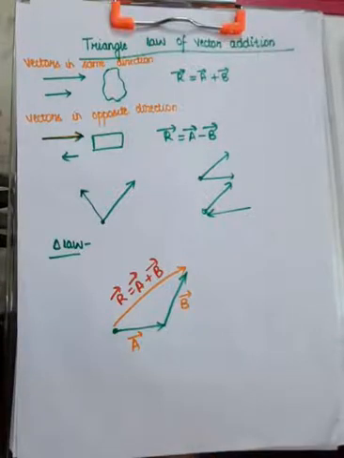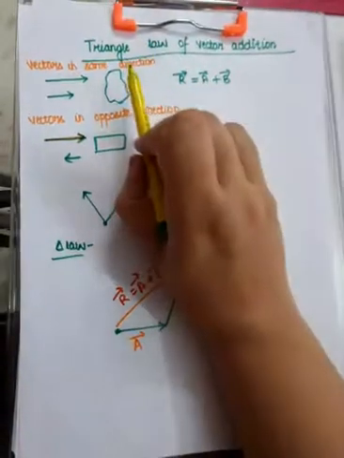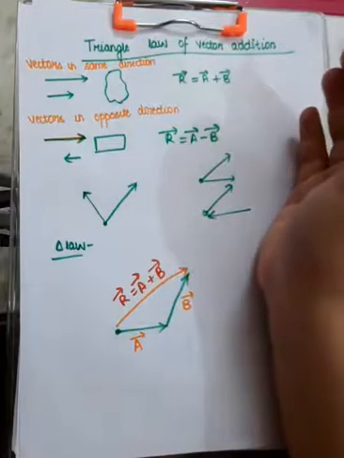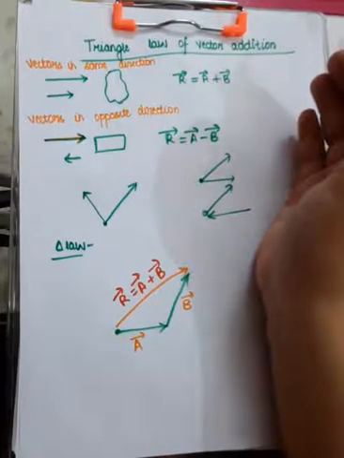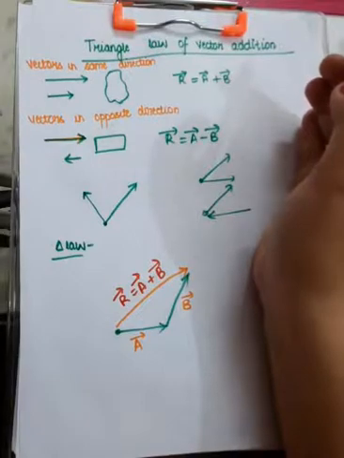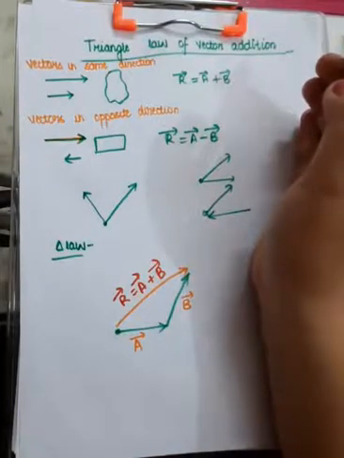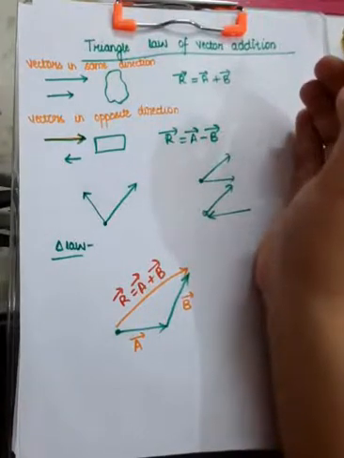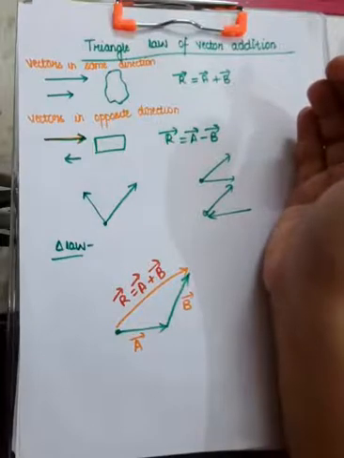In this video, I am going to discuss the triangle law of vector addition. In the last video, I told you about vector addition. That vector addition is not possible by simple laws of algebra, and adding vectors is not as easy as adding scalars.